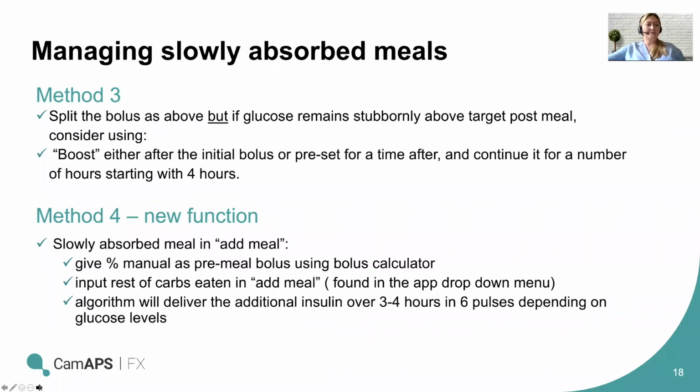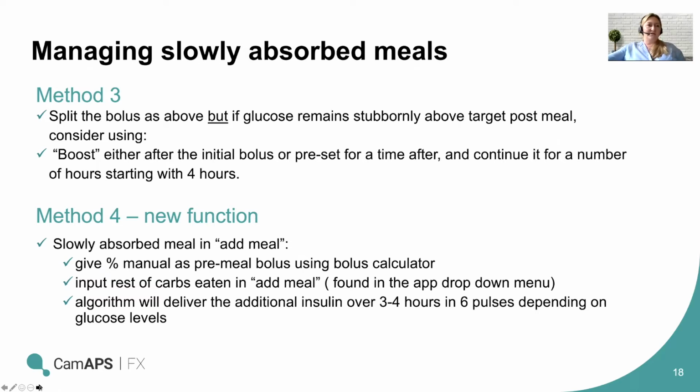And then the fourth thing you could do is think about using this new slowly absorbed meal function, which you can find in the add meal section, which we've got a slide on in just a second. So you would do the same. You would give your percentage up front.